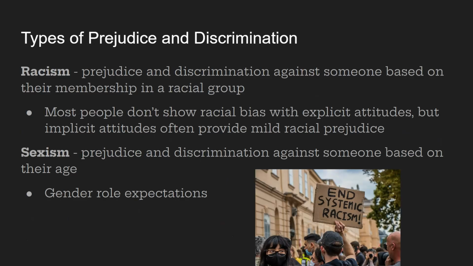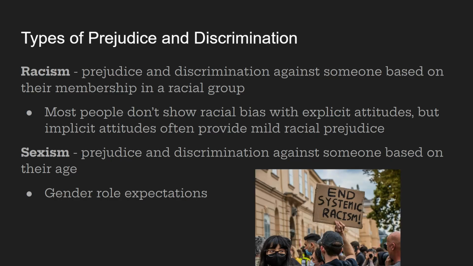So the types of prejudice and discrimination. Racism is very prevalent. It's prejudice and discrimination against someone based on their membership in a racial group. Most people don't show racial bias with explicit attitudes. So you're not going to see, for the most part, people beating up other races because they're from other races. But implicit attitudes often provide mild racial prejudice. They won't even know, but a lot of people are racist just subconsciously.